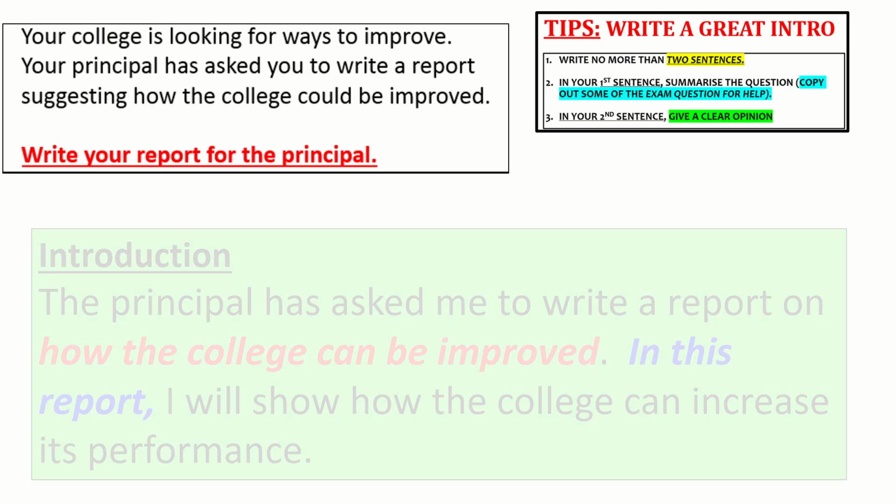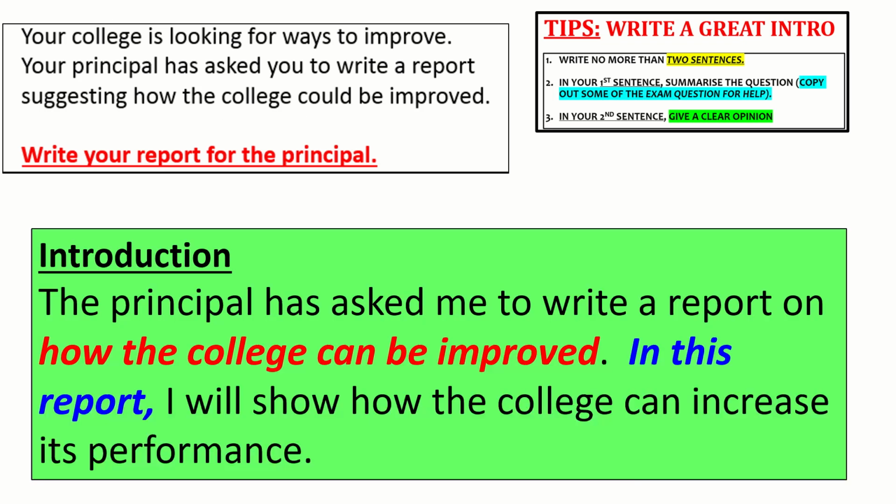And there we go. So if we look at R1, I've put introduction for my formal heading, and I've put, the principal has asked me to write a report on how the college can be improved. How the college can be improved is taken directly from the question. And then I've put, in this report, I will show how the college can increase its performance. Another good thing in the second sentence is to mention the text type. So mention I'm writing a report. That might be another good thing to do.